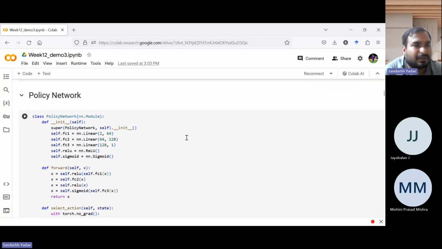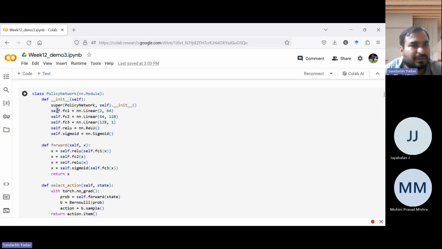So here, the policy network. This demo basically does it in two ways. First, using just normal fully connected neural networks, and secondly, we will see how using LSTMs, because LSTMs capture history well. We'll see how performance improves with history, because this is partially observable. Although CartPole is not partially observable, we have made it partially observable by hiding two of the observations. So this is the policy network, fully connected layers, like linear 2 into 64, then 64 into 128, and finally 128 into 1, and value and sigmoid.